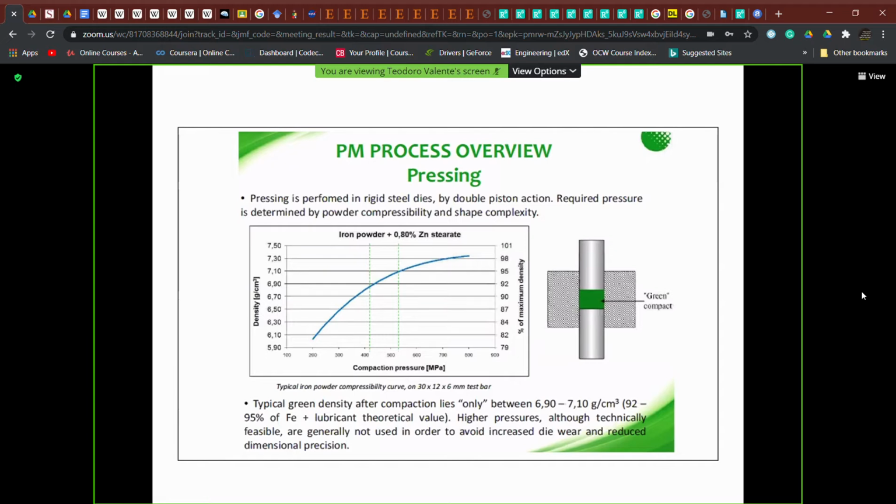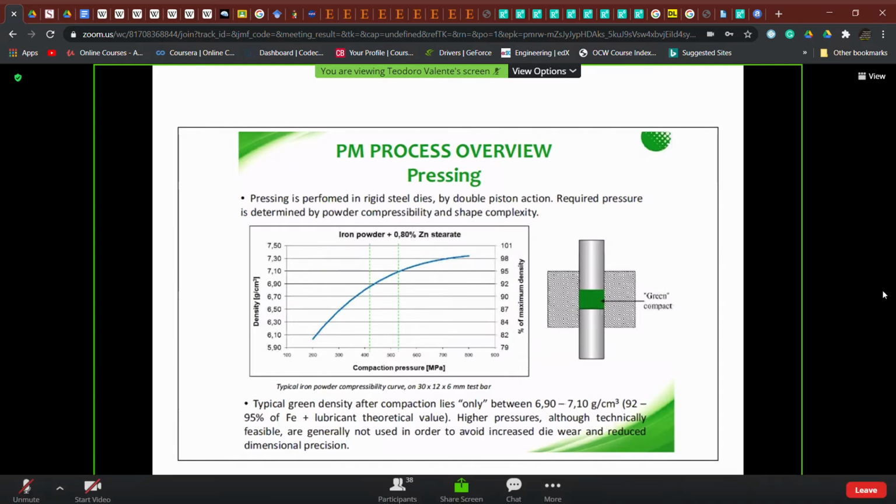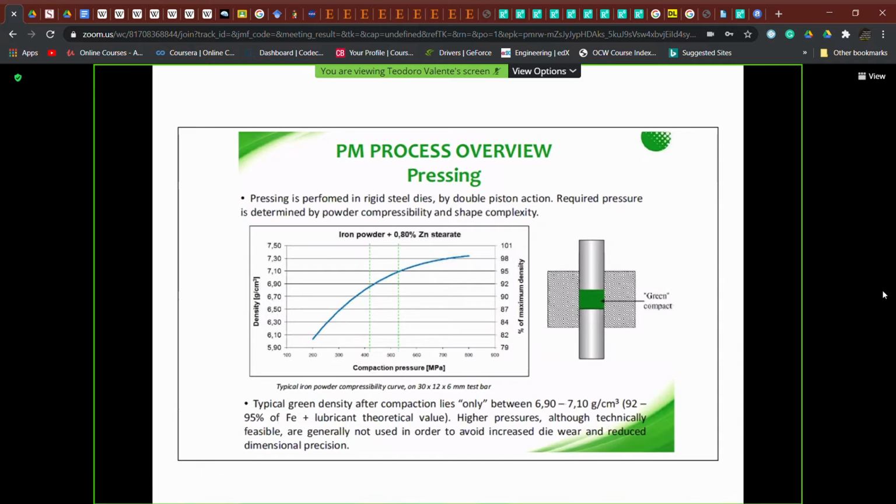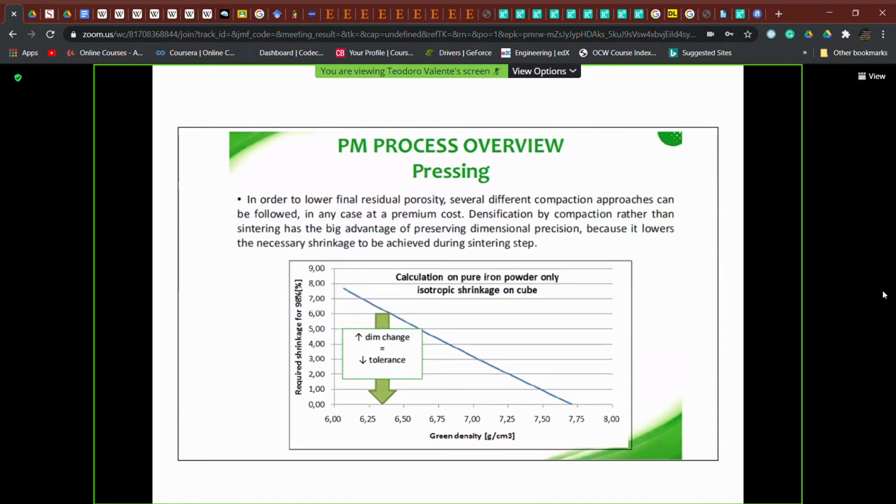This residual porosity, which still stands in the green compact, requires us to use, as we will see later, also the sintering step when we want to develop fully dense or very, very near to fully dense materials.